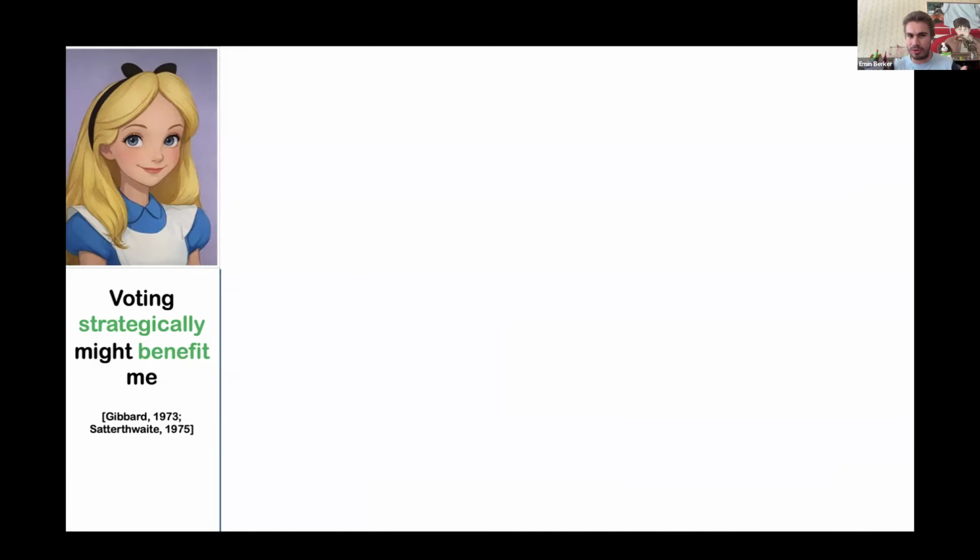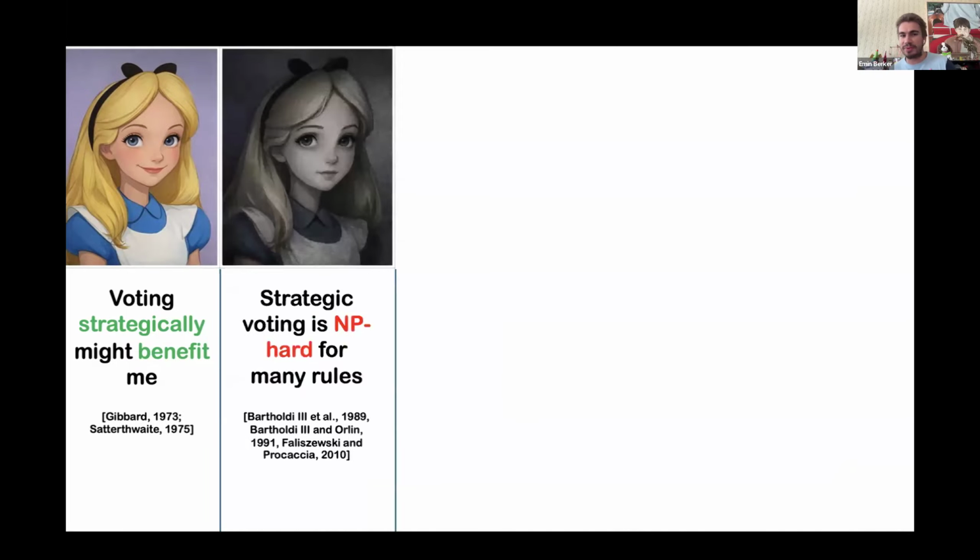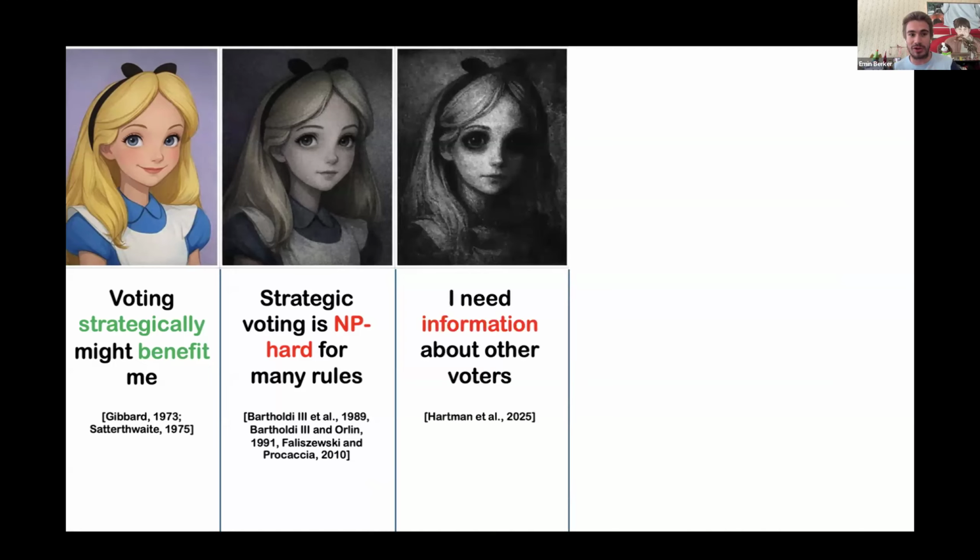But as she thinks more and more about this lecture, she also remembers that, in fact, finding the optimal manipulation is computationally difficult for many common voting rules. And not only that, but it also requires information on the preferences of others. And in fact, if she misestimates the preferences of even a small fraction of the votes, then she can actually hurt herself by manipulating rather than help herself. This is a great paper by Eden over here. And she's thinking about it and she's getting more and more stressed.